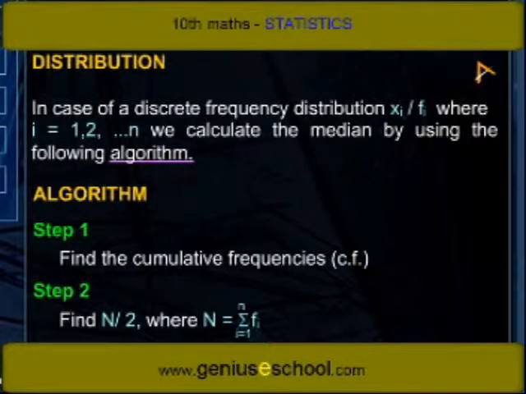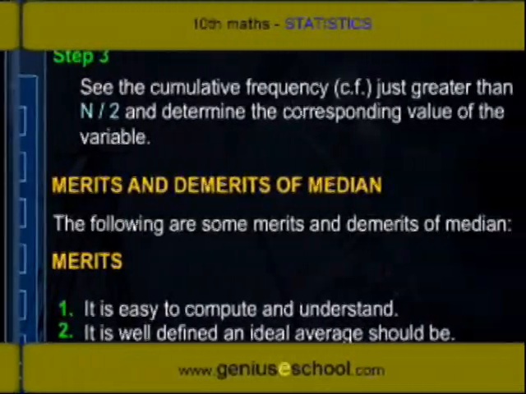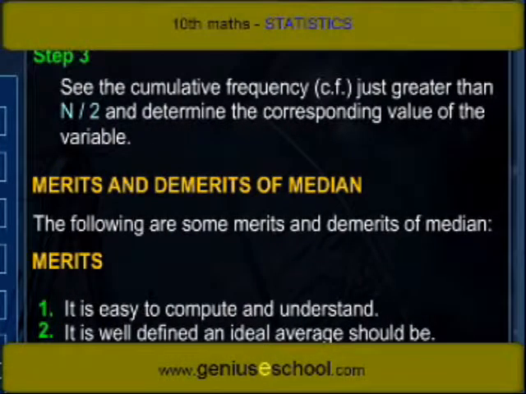Step 1. Find the cumulative frequencies, that is CF. Step 2. Find n by 2, where n is equal to summation i equal to 1 to n of fi. See the cumulative frequency, that is CF, just greater than n by 2 and determine the corresponding value of the variable.